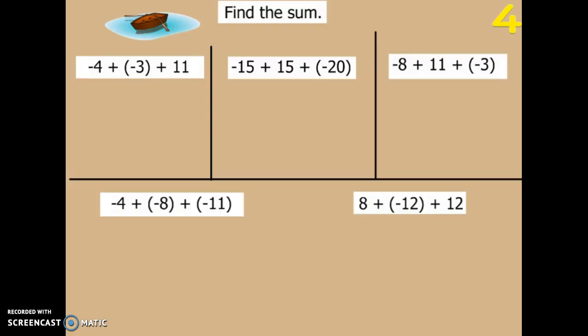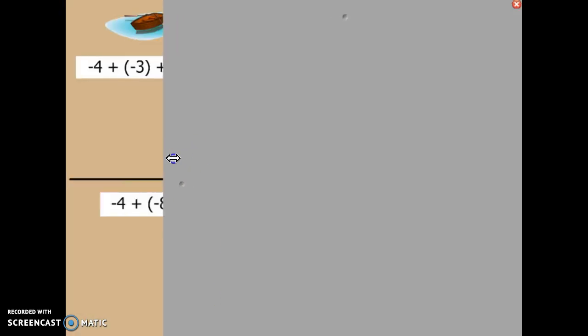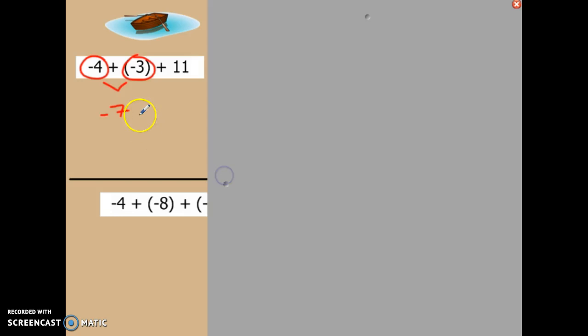Alright, our last few problems we're going to look at, make sure you're looking at only two numbers at a time. So here, same sign, all negative, same sign, add and keep. 4 plus 3 is 7, and they're all negatives. But then we have plus 11. So these are different, negative, positive, subtract. 11 minus 7, or counting up from 7, 8, 9, 10, 11, that's 4 numbers. And there are more positives.